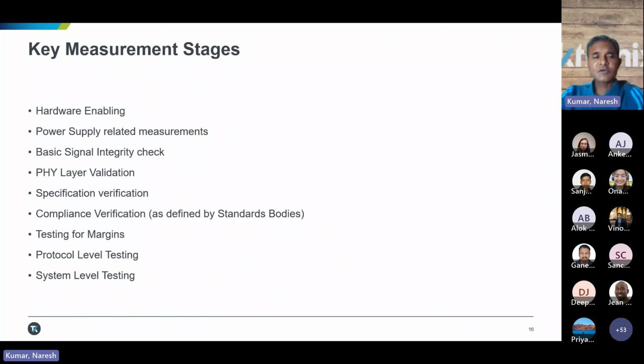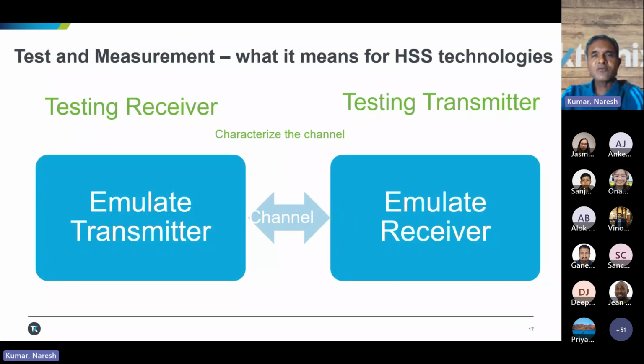Of course, post all this, there is protocol level testing also, which becomes a need. And in some cases, system level testing also becomes a need. Now, these are the general measurement stages as we see in the development phase for anybody. Now, how do we treat this? Okay.